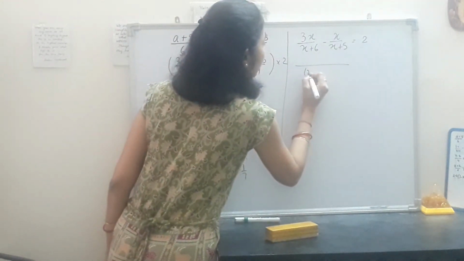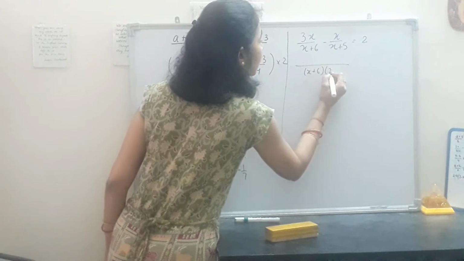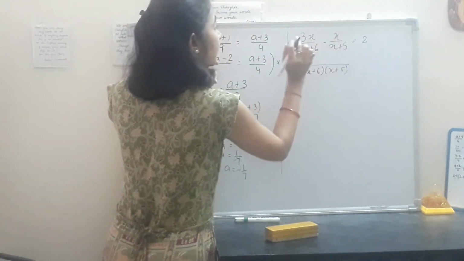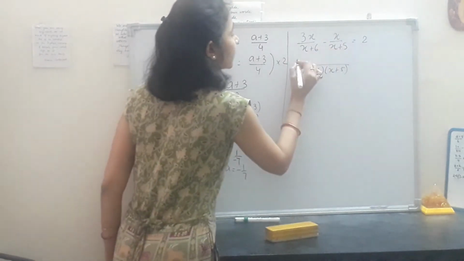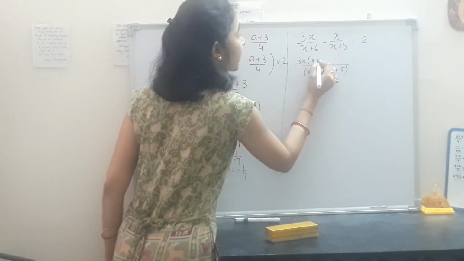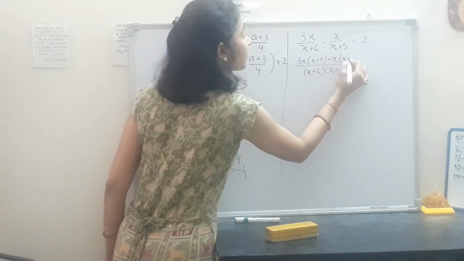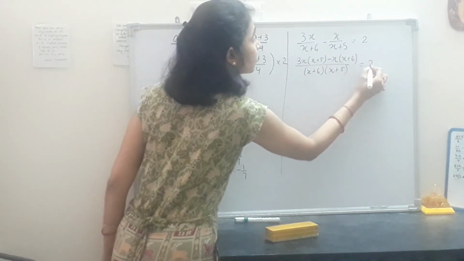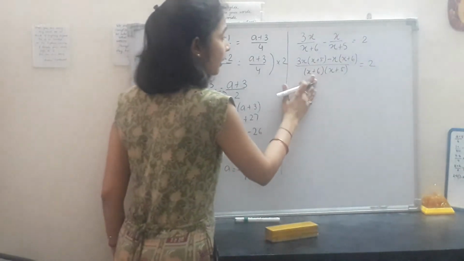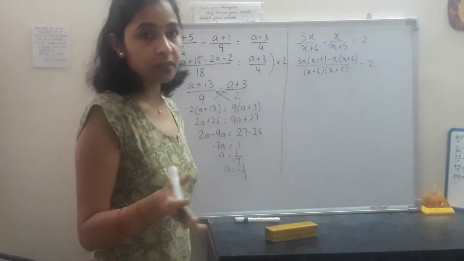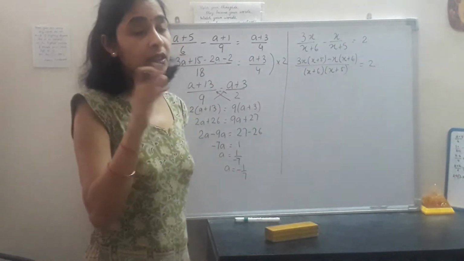In the LCM (x plus 6)(x plus 5). Now this whole term will multiply here and this whole term will multiply here. So 3x multiplied by (x plus 5), and here minus x will get multiplied by (x plus 6), is equal to 2. Now already you have studied in algebra, (x plus a)(x plus b) gives us x square plus (a plus b)x.